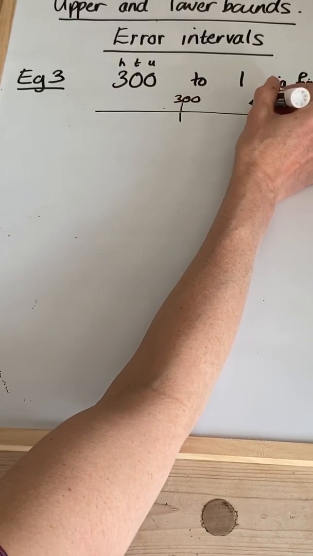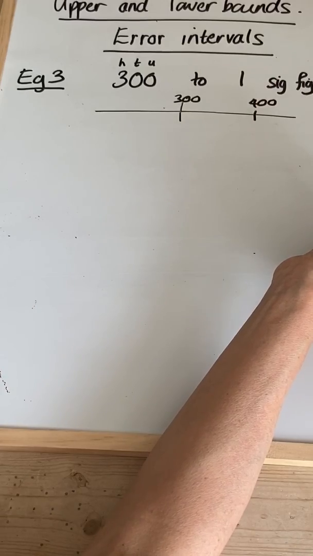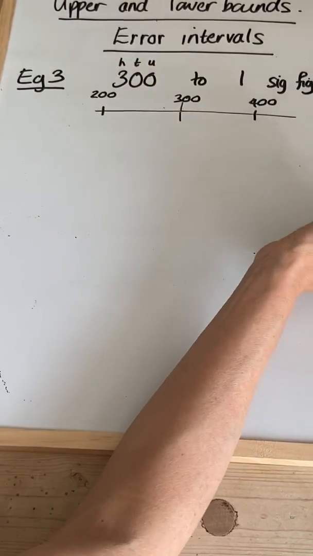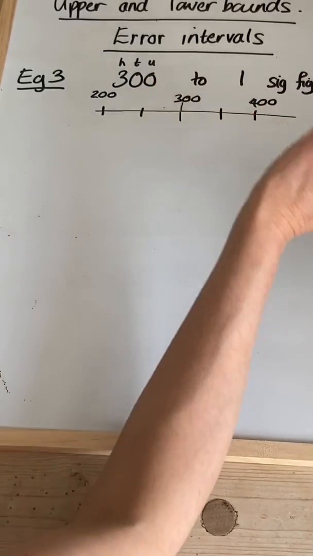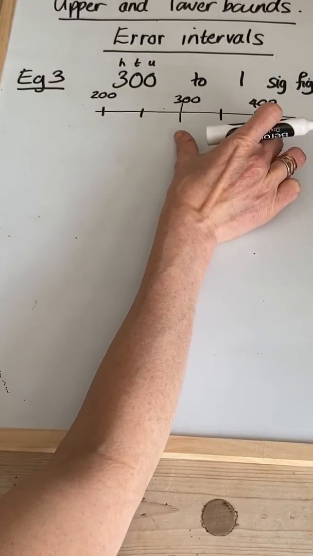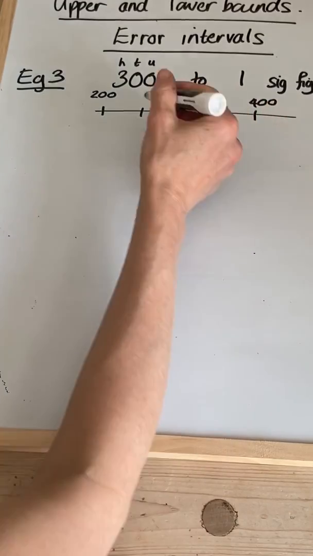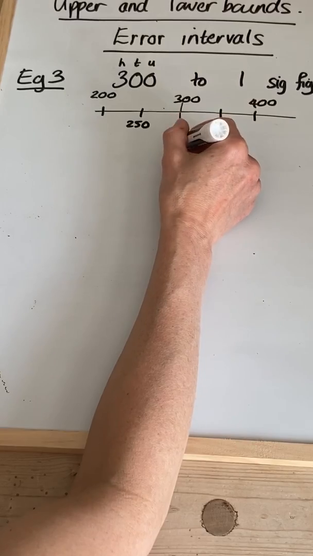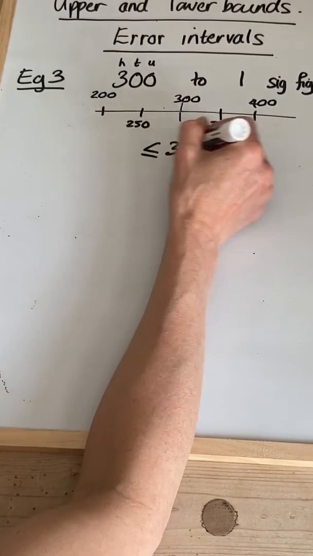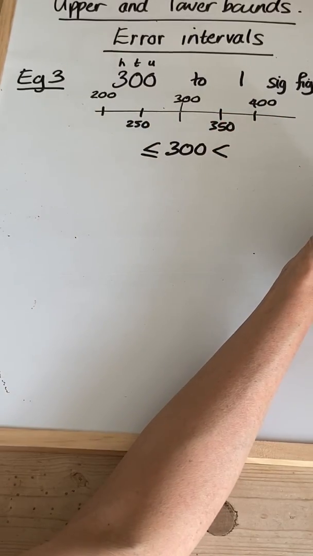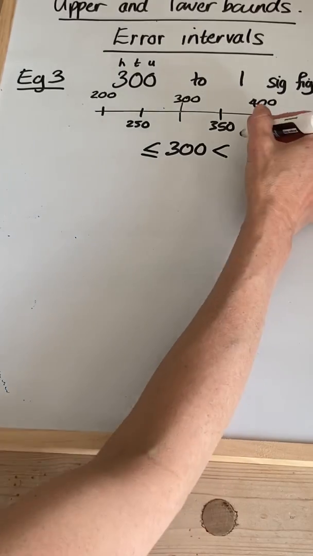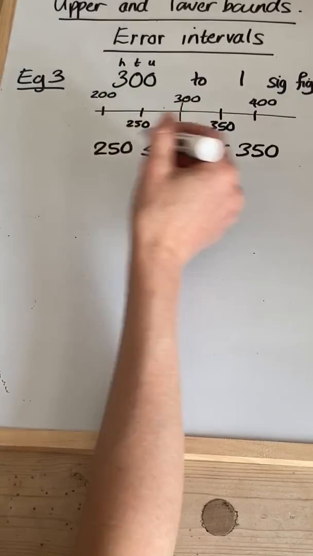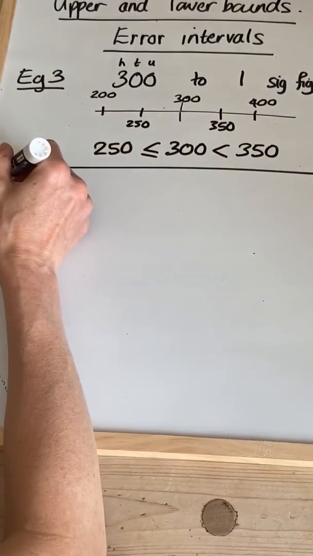and the next rounding up would be to 400, and the one below it would be to 200. So again, splitting those intervals down the middle, we're going to have 250 and 350. So our upper and lower bounds for this 300 to one significant figure are going to be 350 and 250. Example 4.